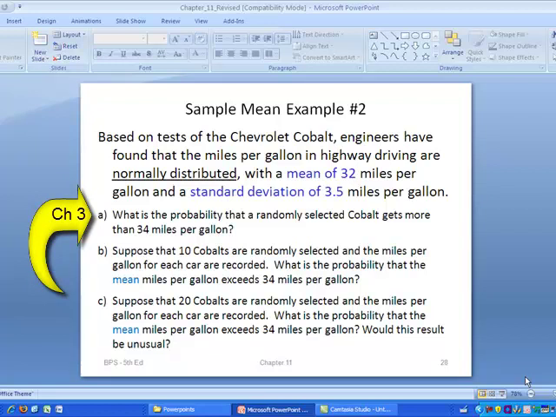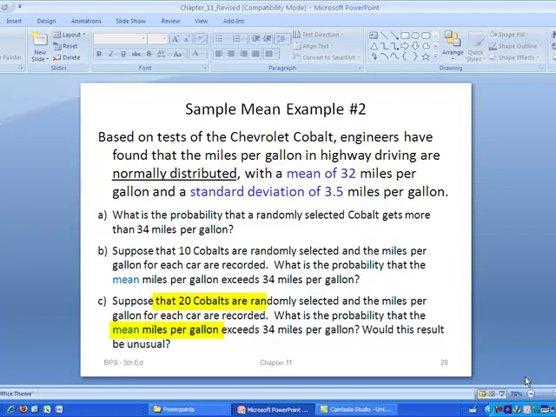But look at Part B. It says suppose 10 Cobalts are randomly selected and the miles per gallon for each car are recorded. What is the probability that the mean miles per gallon exceeds 34 miles per gallon? Well, there it's asking the probability of the mean, and it gives me a sample size. Those two together tell us we're in a sampling distribution, and just like Part C, it gives us a sample size of 20, and it's asking for the probability the mean miles per gallon exceeds 34.